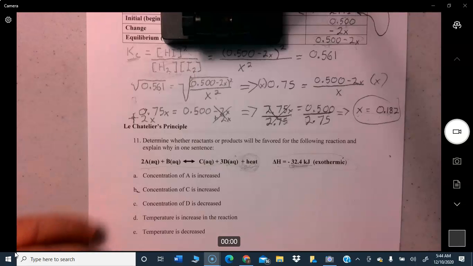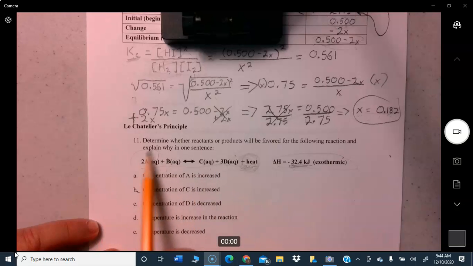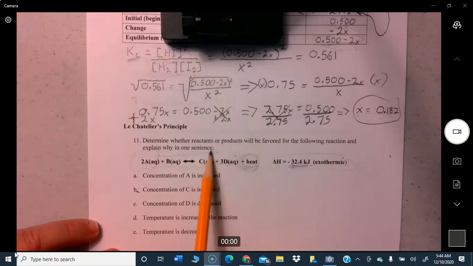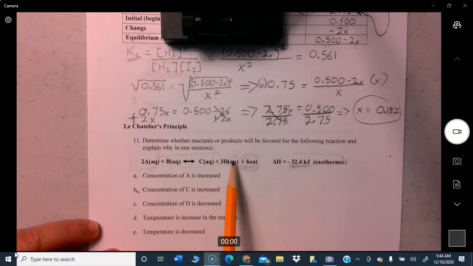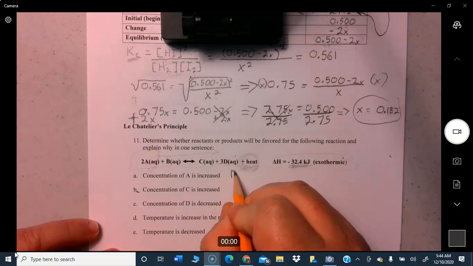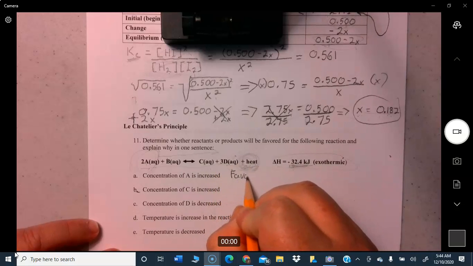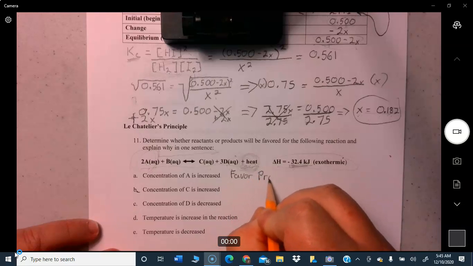Okay, so concentration of A is increased. This is kind of logical. Everybody's happy right now. You're in equilibrium. Suddenly you put more of this in than the reaction wants at that equilibrium. So what's going to happen? It's going to start pushing things to the right. You have more of this than you want, so everybody's going to start moving over to the right. So that's going to favor products.